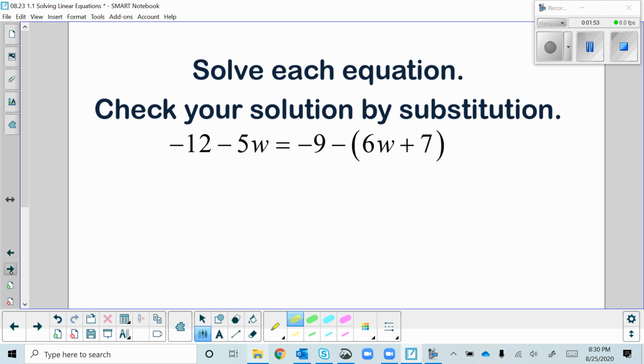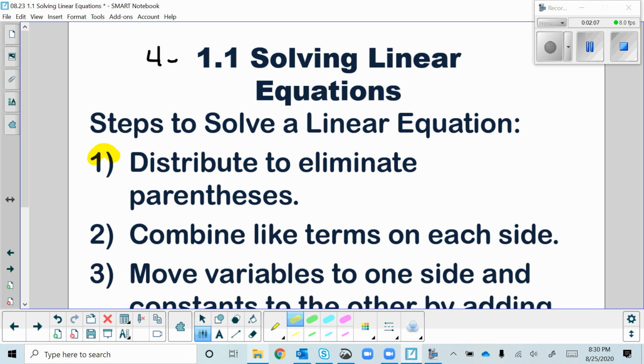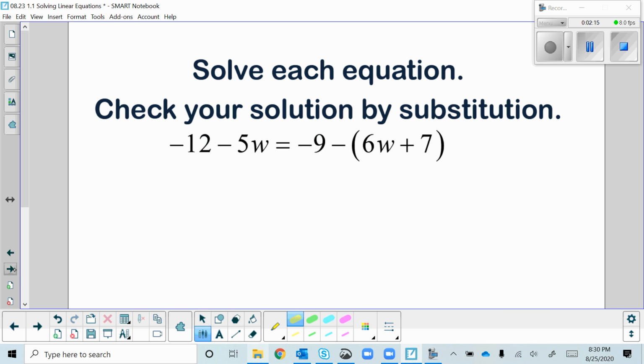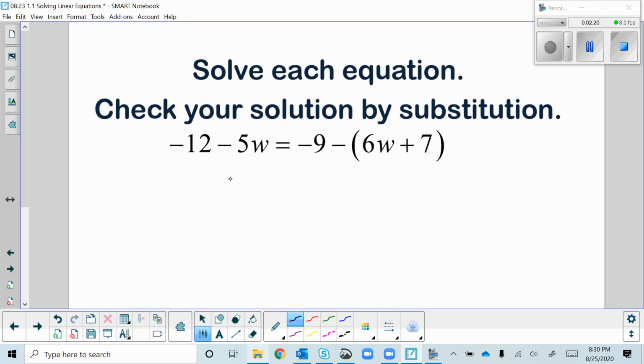What I'd like for you to do before I start this problem is go read the first step on the upper left part of your notes, which by the way is right here. Read that to yourself. It says to distribute to eliminate parentheses. So if I go back to this example, find the parentheses in the problem and ask yourself what's being distributed outside those parentheses. It's a negative symbol, right? You can think of that also as being a -1.